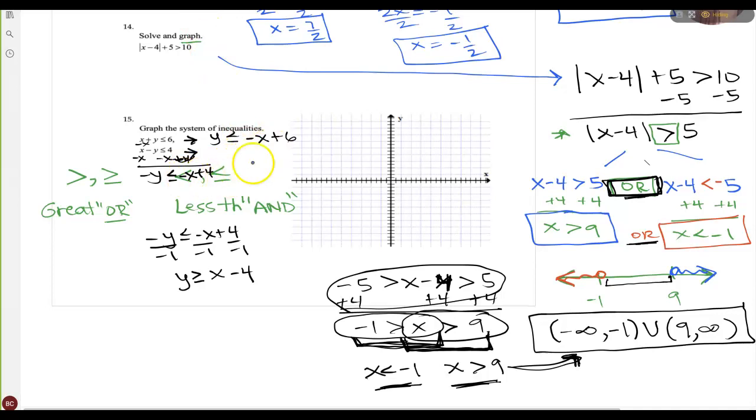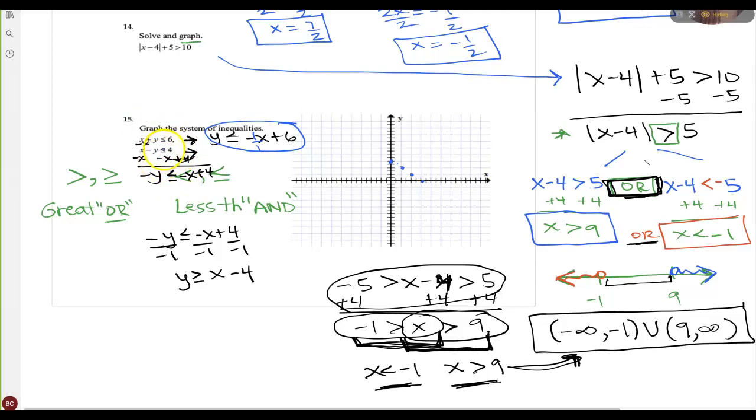I'm going to do these in 2 different colors again, just to make it a little bit easier. So I'm going to start with my y-intercept, which is 6. So 2, 4, 6 is there. And then this -x is really -1 over 1, right? So I'm going down 1 over 1, down 1 over 1. And so it's kind of looking like this.